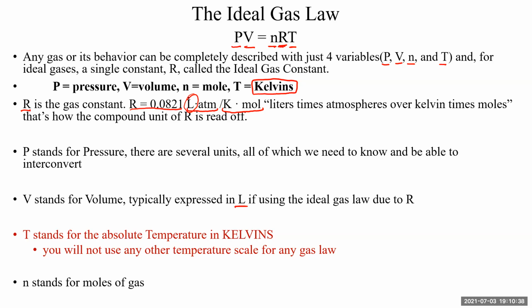T stands for the absolute temperature in kelvins. You will not use any other temperature scale for any of the gas laws that we talk about. All gas laws rely on an absolute temperature scale. Otherwise, the fractions, the ratios of temperatures that we talk about in these gas laws are going to be meaningless if you use Celsius, or, it's even worse, if you use Fahrenheit.